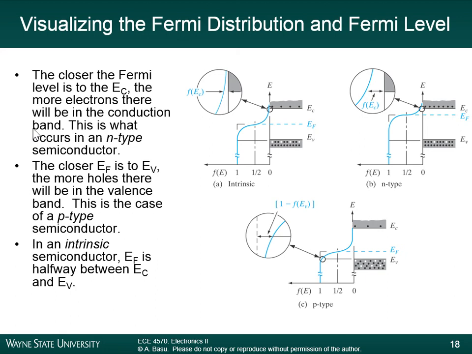The closer the Fermi level is to the conduction band, or the higher the Fermi level is, the more electrons you'll have in the conduction band. This is what's referred to as an N-type semiconductor. If you dope the semiconductor N-type with a column 5 dopant, the Fermi level will move up. The opposite is also true. The closer EF is to EV, meaning the lower the Fermi level is, the more P-type a semiconductor is. If you dope it with a column 3 element, you'll be moving the Fermi level down. And in an intrinsic semiconductor, the Fermi level is halfway between EC and EV.